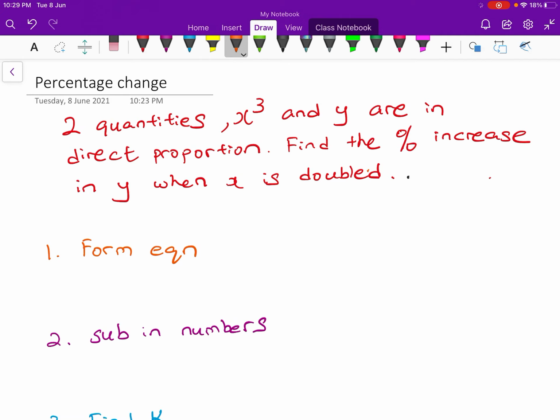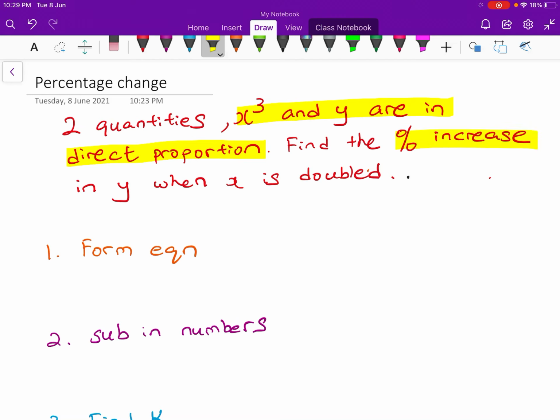Okay, so this is a direct proportion question involving the percentage change of y. We have two quantities, x cubed and y, in direct proportion. The first part of the sentence is very important because it helps us form the equation. Find the percentage increase in y when x is doubled.